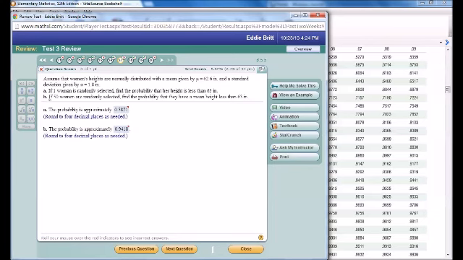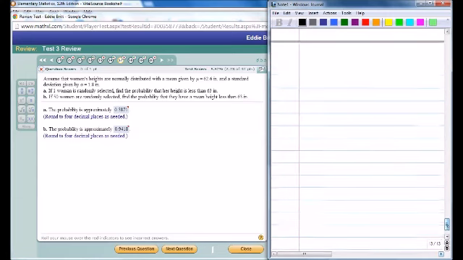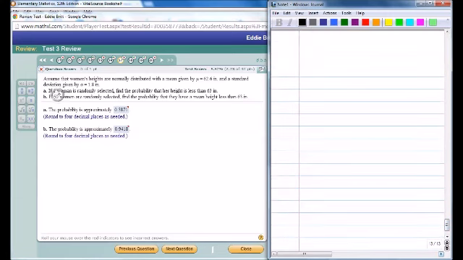Alright, now here's how these last few problems are different. If 50 women were randomly selected, find the probability that they have a mean height less than 63 inches. That's where the central limit theorem comes in. If we want to know the probability, and it's not just of one person, it's 50. It's more than one.